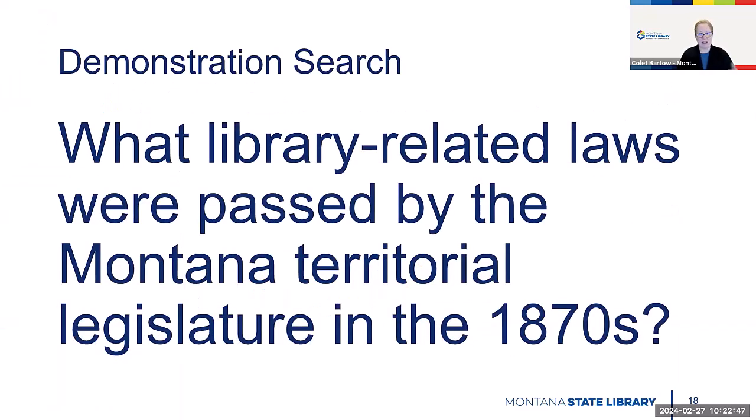And I was able to answer this question, what library-related laws were passed by the Montana Territorial Legislature in the 1870s. I went to the Internet Archive. I went to the Montana State Library collections. I went to the collections that include all of the laws since those times. I was able to use the filters to hone in on the date, and then find some things pretty quickly that related to those search terms.